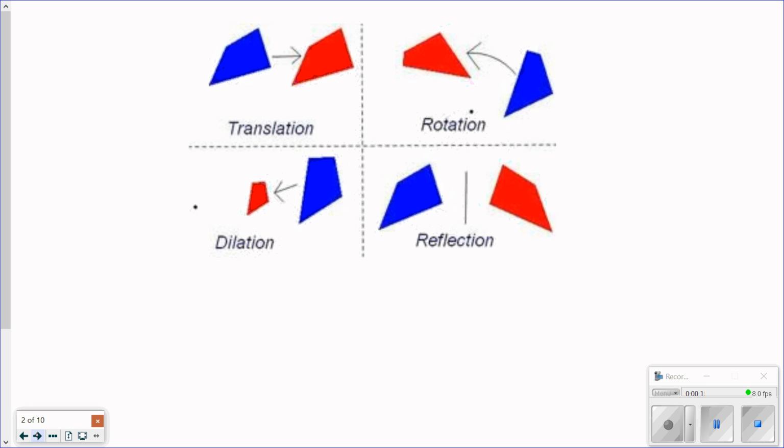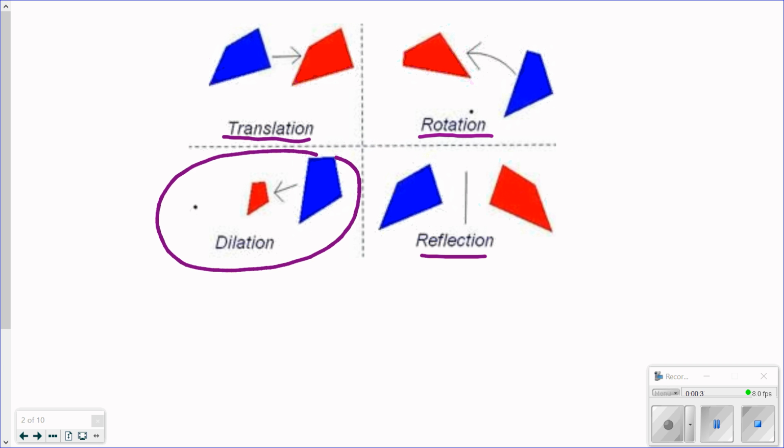We have translation, which is taking a figure and sliding it. Rotation, which is taking a figure and rotating it or turning it. And then a reflection, which is just taking a figure and flipping it over either the y-axis, the x-axis, or maybe some equation. The new transformation we are going to talk about today is dilation.